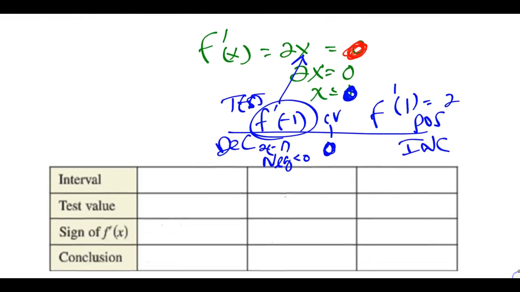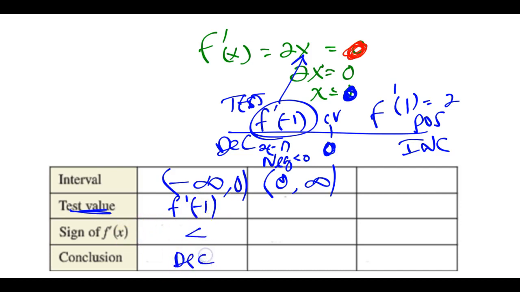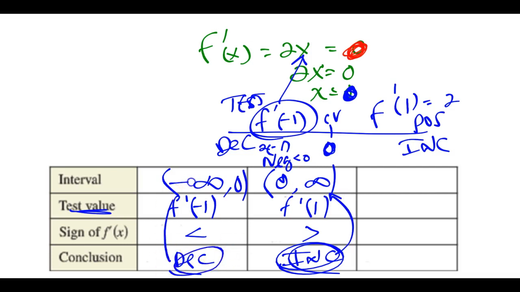One way to help make sure that you're showing me all of the steps that I need is this chart that I've created. We'll check the intervals from the left of the critical value and then to the right of the critical value. The test value would be f prime of -1. The sign would be less than 0, and the conclusion is it's decreasing. f prime of 1 is greater than 0, and so I know that you know that it's increasing from 0 to infinity, and it's decreasing from here to here.